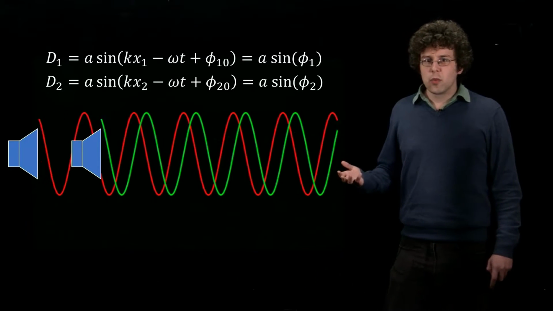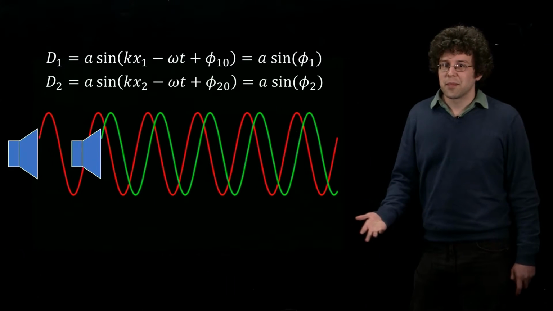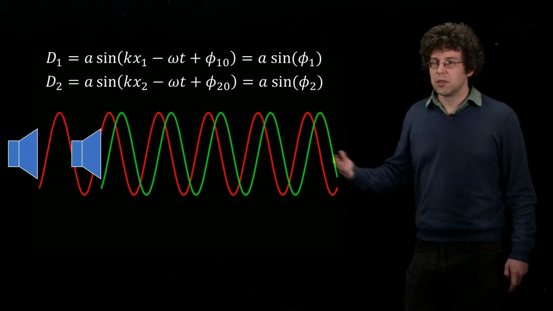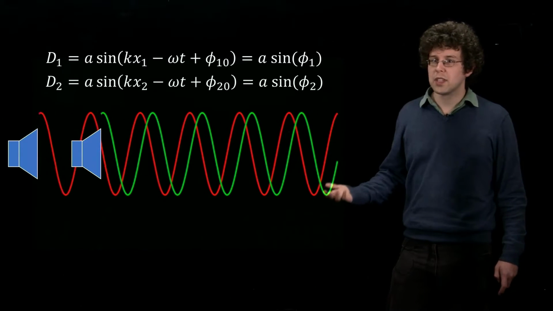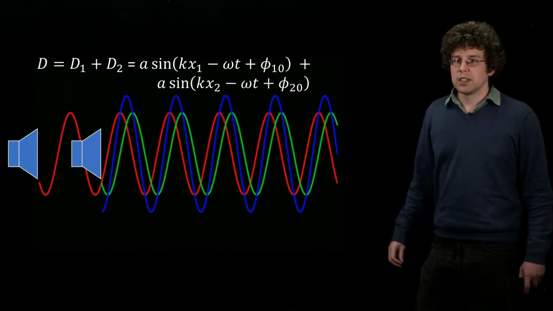Okay, so what am I going to hear? If I put my ear down here, what will I hear? Well, to find that, we're just going to add the two together. The principle of superposition says the total wave is going to be D1 plus D2. So it'll look something like this.